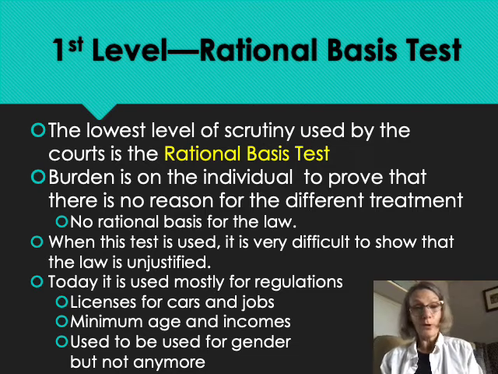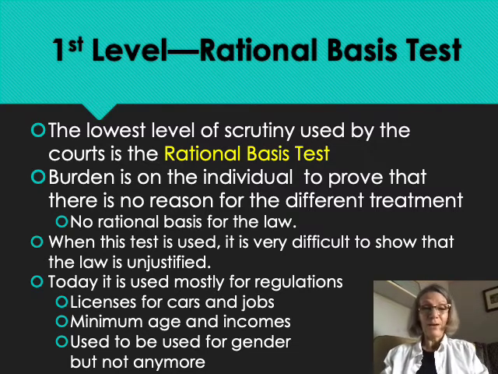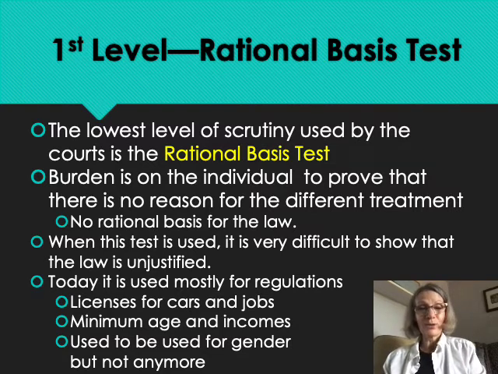It used to be used for gender. So when men and women were treated differently, anything goes. All you had to say is that there was some reason for that different treatment, that it wasn't completely irrational, and then that different treatment was justified. But the rational basis test is not used for gender anymore. It uses the next test, which is known as the intermediate scrutiny test. So let's take a look at that.